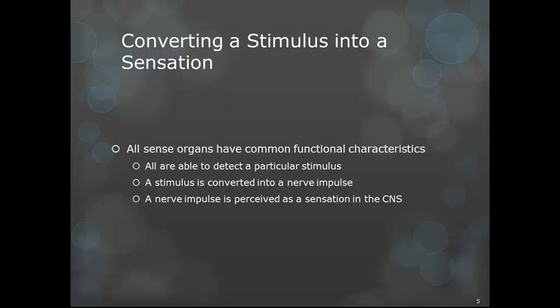Converting a stimulus into a sensation. All sense organs have common functional characteristics. All are able to detect a particular stimulus. A stimulus is converted into a nerve impulse, and a nerve impulse is perceived as a sensation in the central nervous system. The conduction of action potentials generated in the receptors through the spinal cord to the thalamus, or skin receptors, or the cerebellum, where they synapse, and impulses are then relayed to a specific area of the cerebral cortex for the sensory interpretation. That's how our stimulus works in our body.